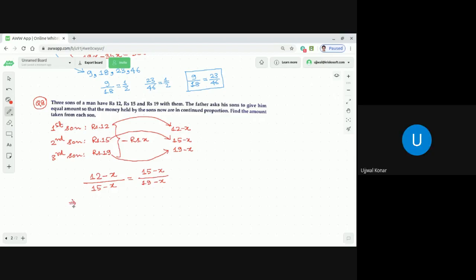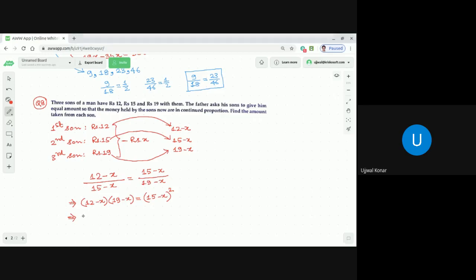Very good. Now let's multiply 12 minus x into 19 minus x, which is equal to 15 minus x whole square. Correct or not? Clear or not clear? Clear, sir. So did you get up till this part? Yes, sir. Okay, then there must be some mistake that happened during calculation.